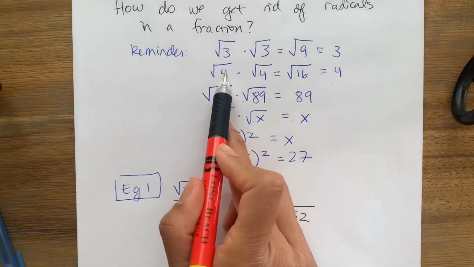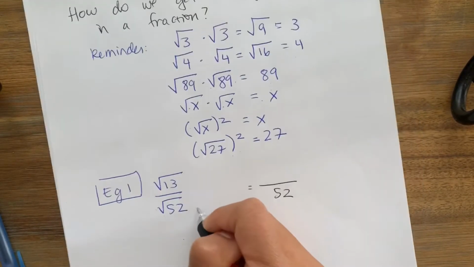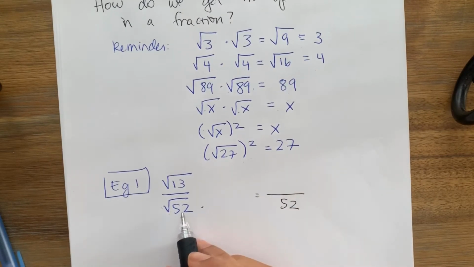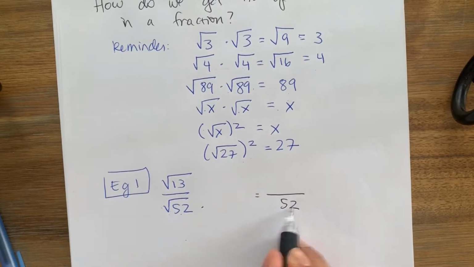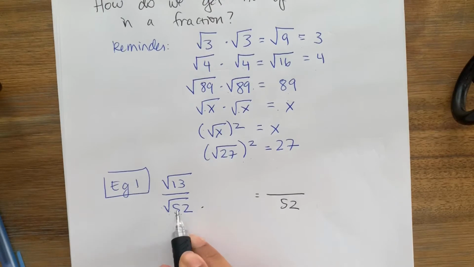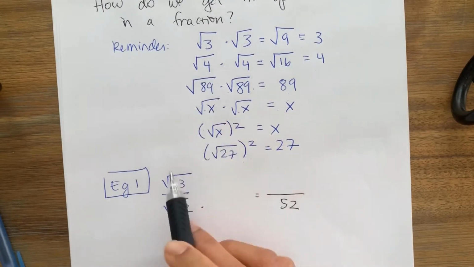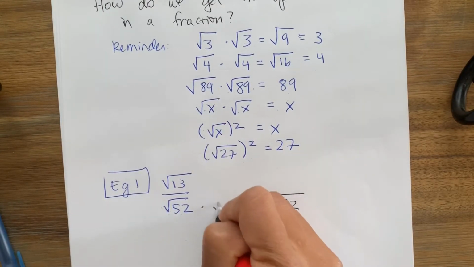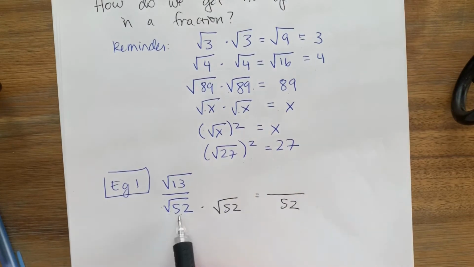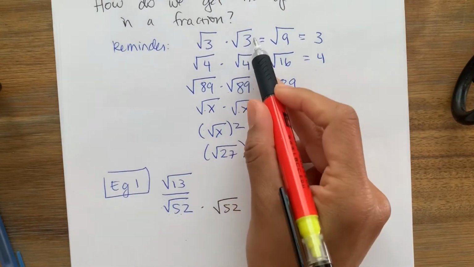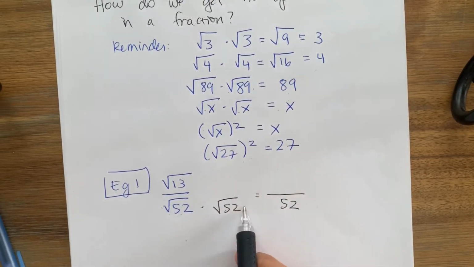Knowing what we know here, what do we need to multiply by to get 52 sitting by itself without a radical? We multiply it by itself. So square root of 52, if I multiply it by square root of 52, then the answer is just 52 without the radical. That's pretty cool because now I have no more radicals in the denominator, and that's called rationalizing the denominator.